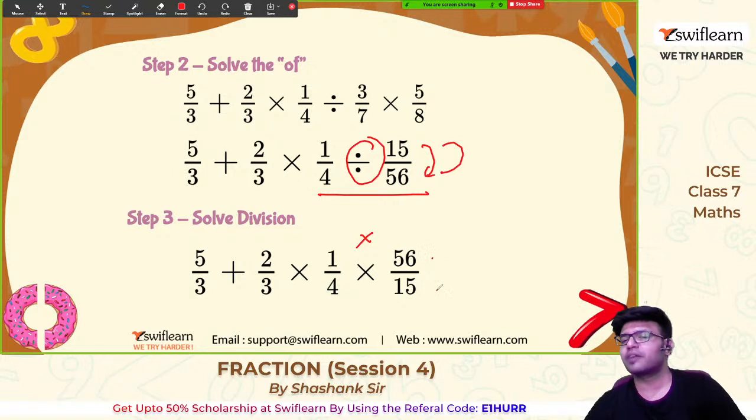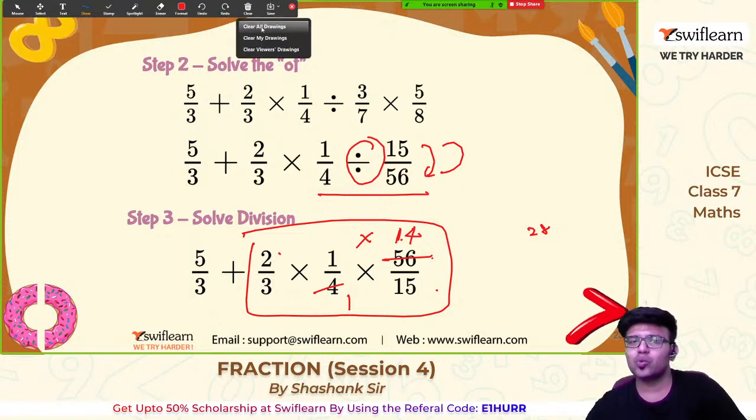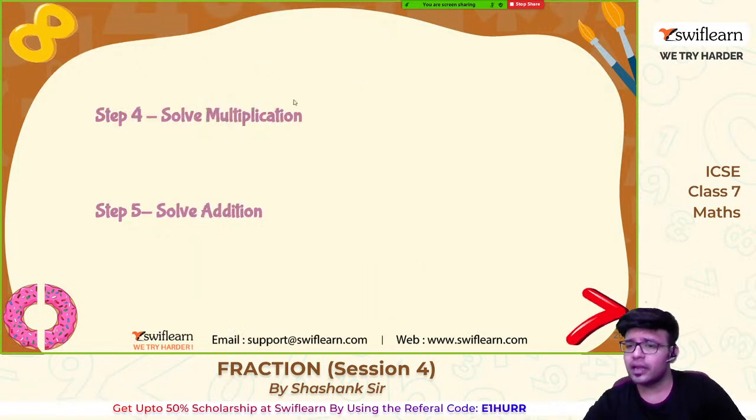So 56 by 15, I have taken the reciprocal and I have written the multiplication sign. Now solve all these things because these are all multiplication. 4 1s are 4, 4 1s are 4, 4 4s are 16. Can I divide by 3? No, I cannot. So what will this be? 14 times 2 is 28. 15 times 3 is 45. So 5 by 3 plus 28 by 45.